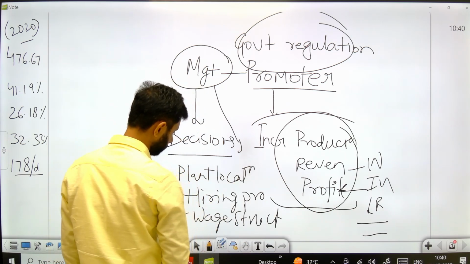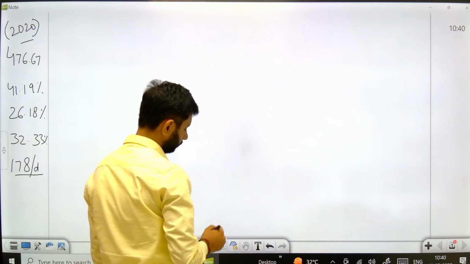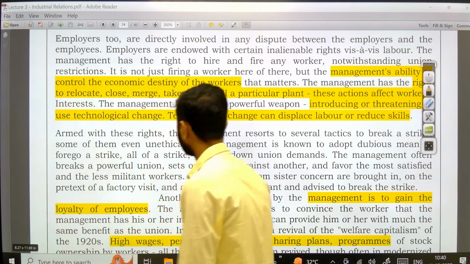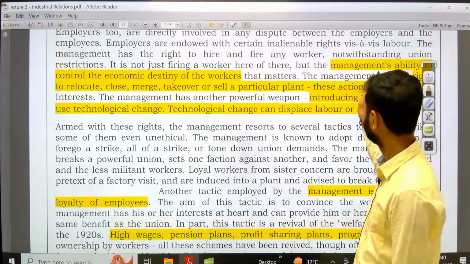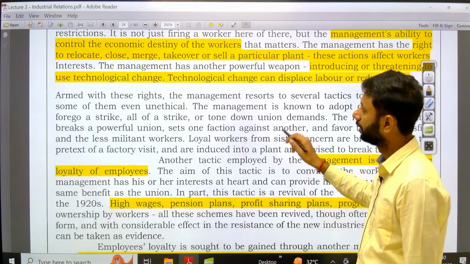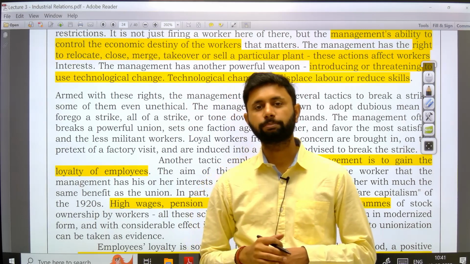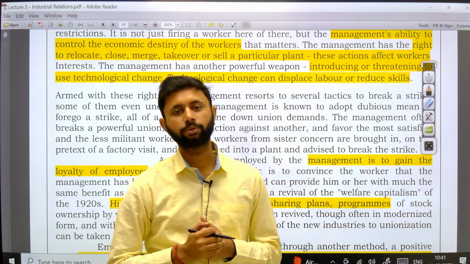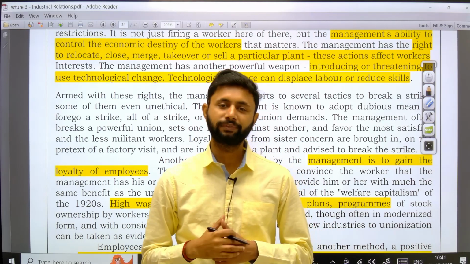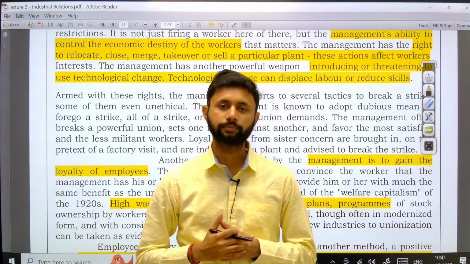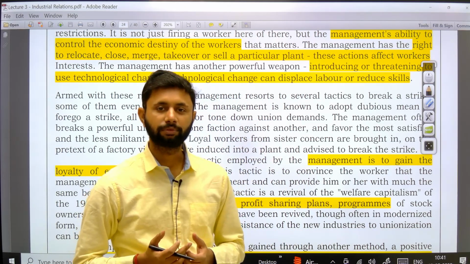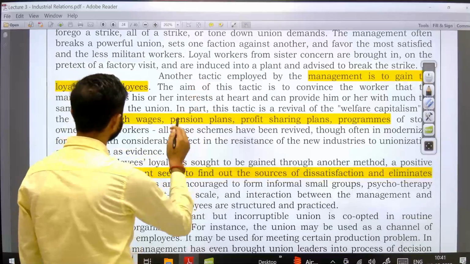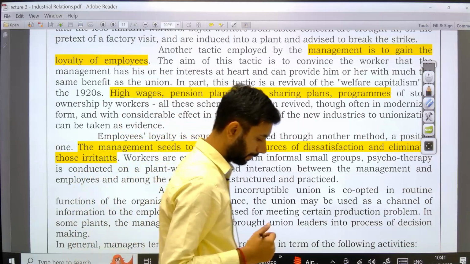So that's why importance is given to government-imposed regulations. See management's ability to control the economic destiny of workers. Suppose management decides that we'll open a plant in Gujarat and close the plant in Manesar. Not all the localized workers of Manesar can relocate to Gujarat, so this indirectly affects them. Even if they say we can relocate you, some of us have a joint family, and some of us cannot afford to go to another state. In this manner, management controls the economic destiny of the workers.